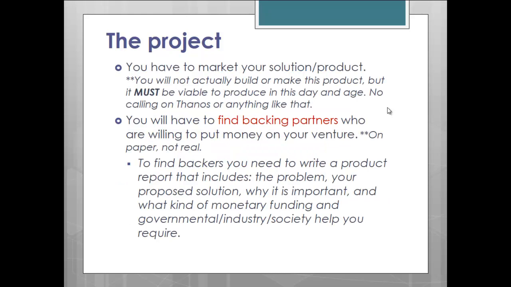So once you have your project, you have your solution, you thought about it, you have to market your solution. Okay? You will not actually build the product. The idea is marketable, but it must be viable to produce in this day and age. No such thing as calling Thanos or whatever it is. You will have to find backing partners. Backing partners are those willing to put up money on your venture. This is on paper only, not real. So your backers will be me. So you have to convince me to back your project.